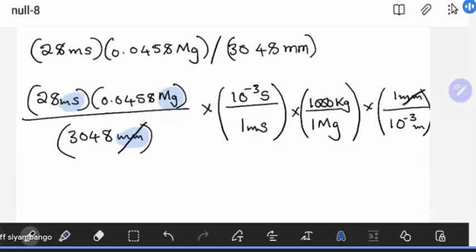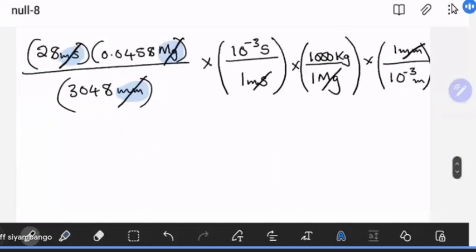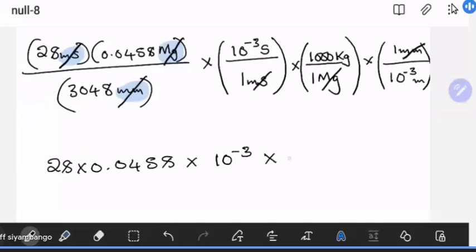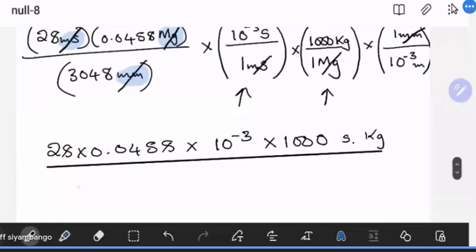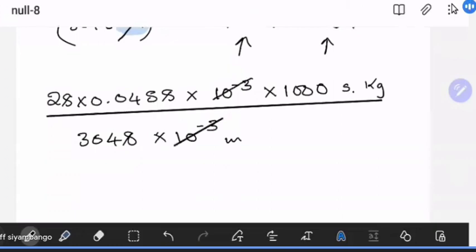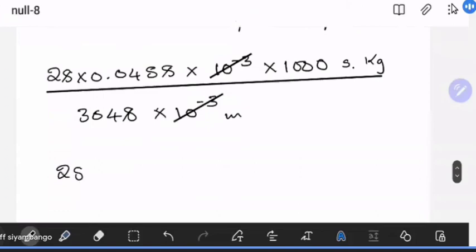So to convert, the mega will go with the mega, the milli will go with the milli. Now it's just a matter of simplifying. 28 will have to multiply 0.0458. Then it will have to multiply 10 to the power minus 3. And then it will have to multiply the 1,000. The units in the numerator will be the second from this term and the kg from this term. Over in the denominator, you have 3048, and the only surviving unit in the denominator comes with the 10 to the power. Again, observe that the milli is cancelled with that milli there. So all you have to do is evaluate this.